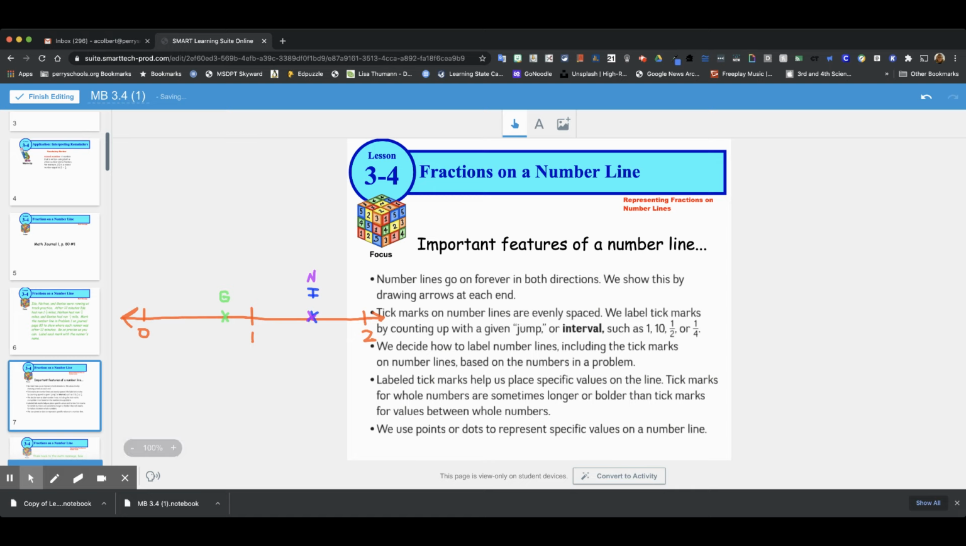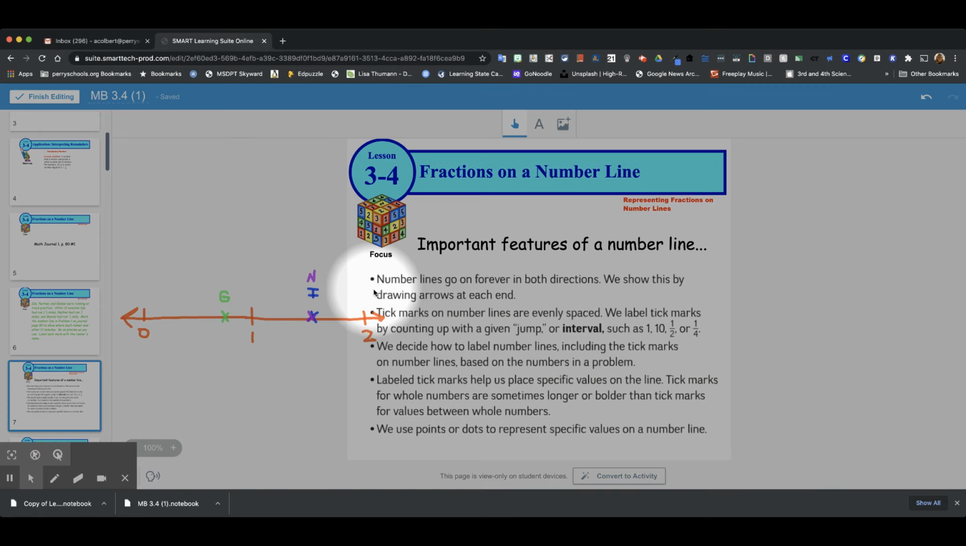Just some important features of a number line to keep in mind. Number lines go on forever in both directions. We show this by drawing arrows at each end. So you'll see I put an arrow here and an arrow on this side. Tick marks on number lines are evenly spaced. We label tick marks by counting up by a given jump or interval, such as 1, 10, half, or fourth, and so on. So on my number line, you see that I had a 0, then a 1, then a 2. So I used intervals of 1.